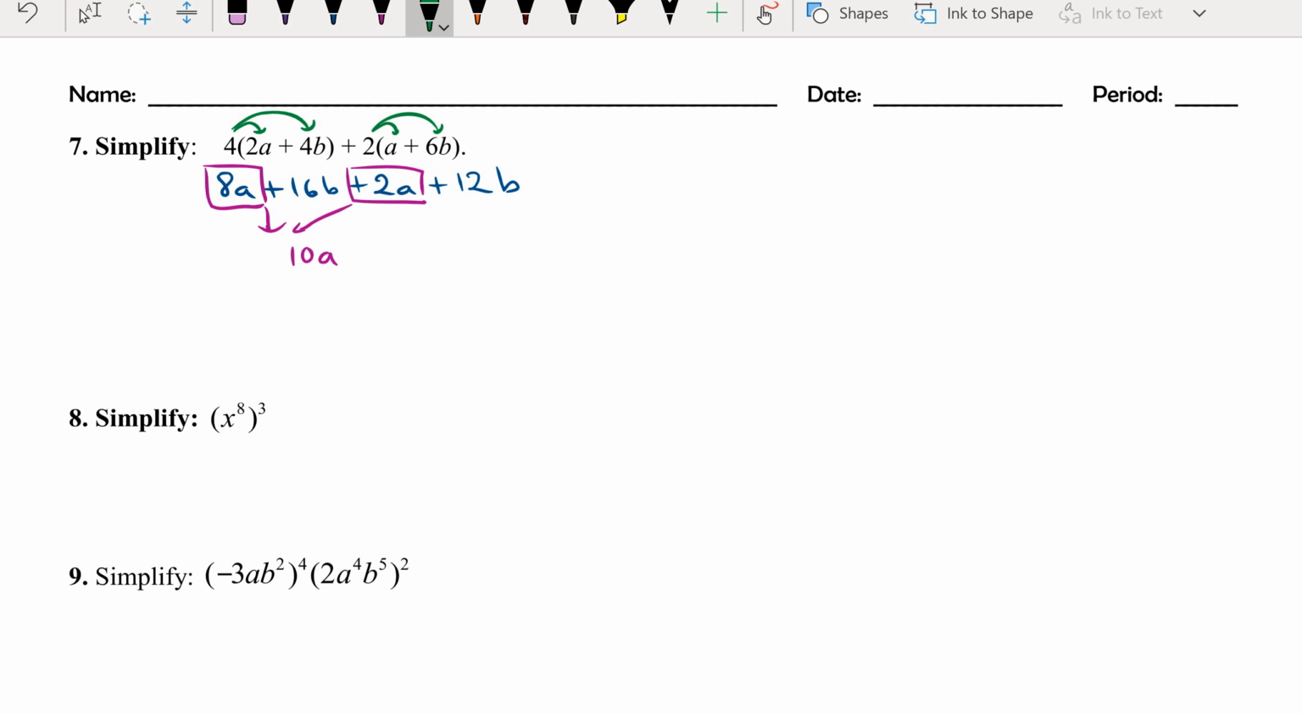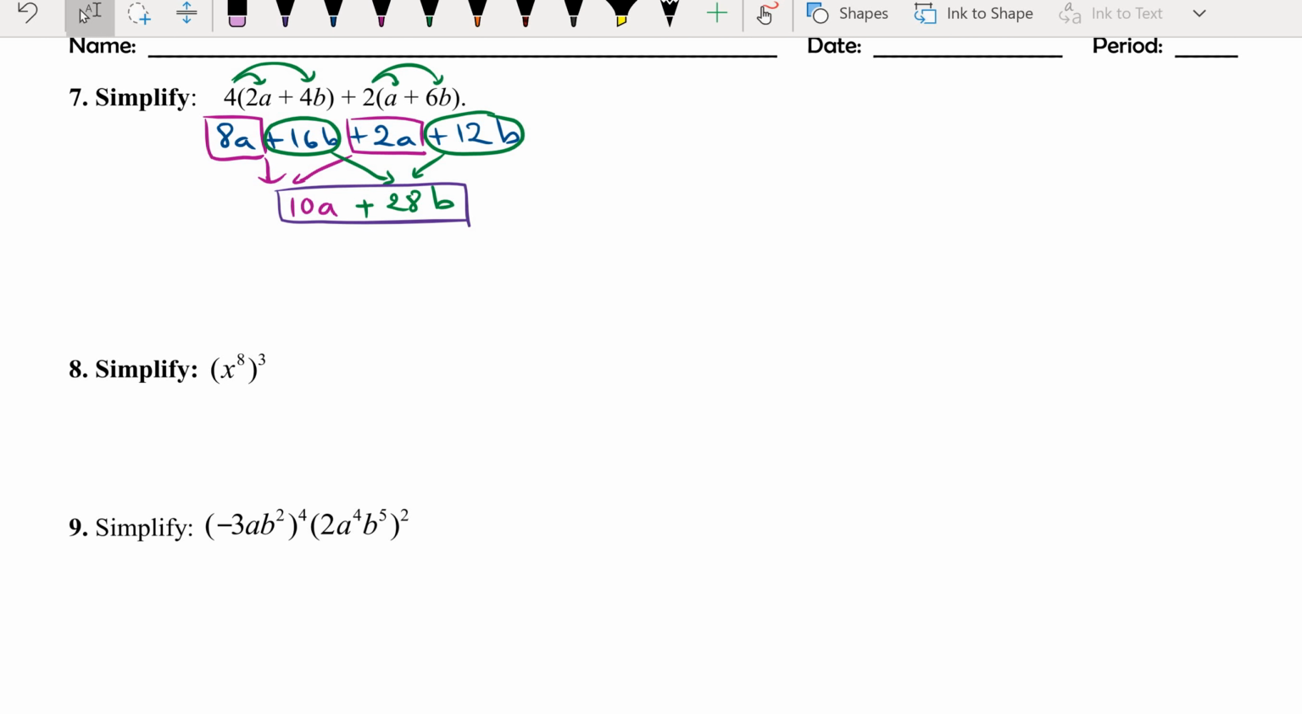Then the second term is 16b and 12b. Since they're both positive, we're going to add them. 16 plus 12 is going to give me 28b, and that's pretty much it. We cannot do anything further. They're not like terms to add or subtract. So the answer is 10a plus 28b.